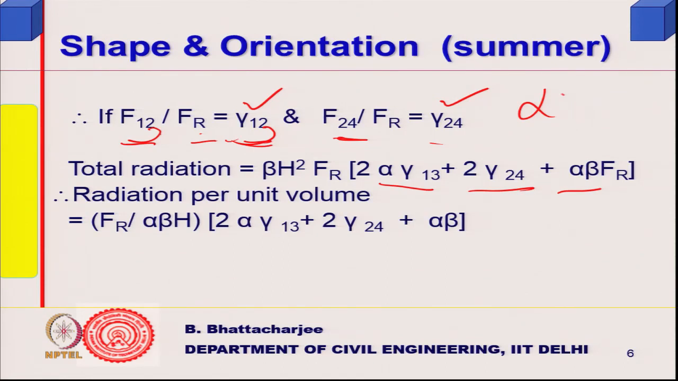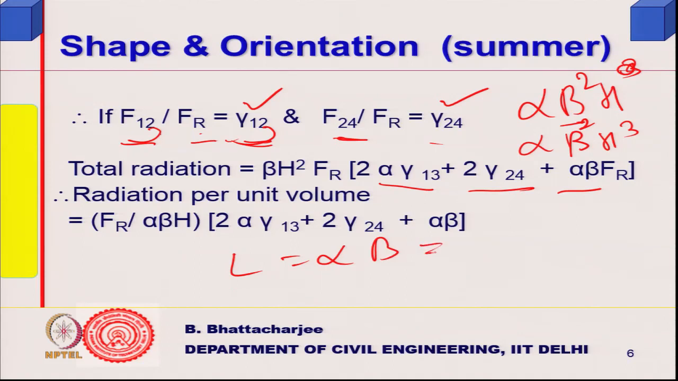So, alpha then b square h cube, that is the volume, and b square is equal to how much? Beta into, sorry, this is h only. So, this is alpha beta square h cube. The volume is, L is equal to alpha b, equal to alpha beta h, b is equal to beta h. So, alpha beta square h square multiplied by h. So, this is what I get.